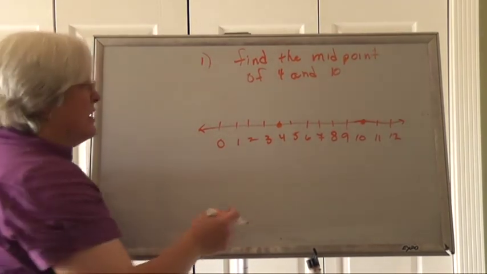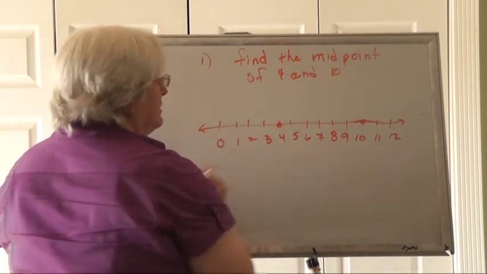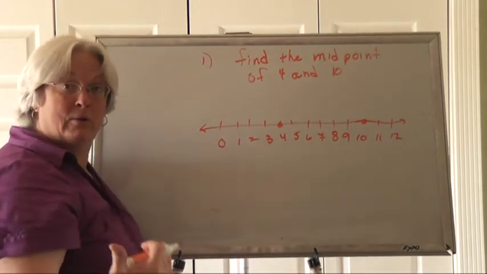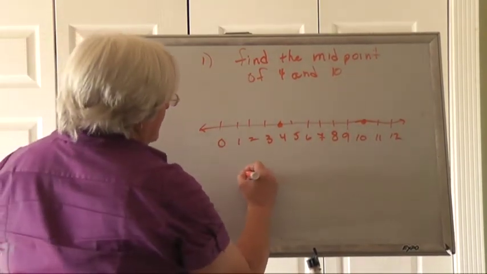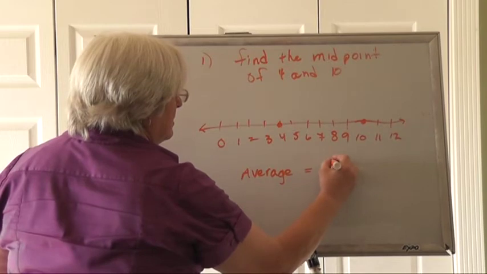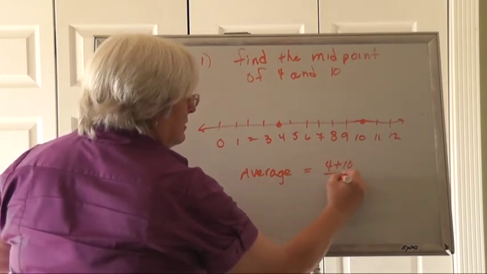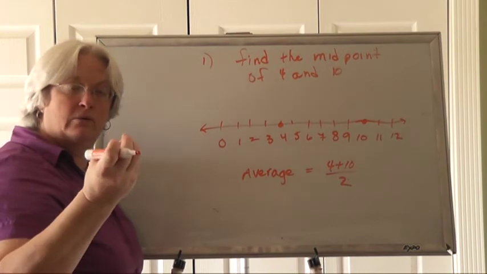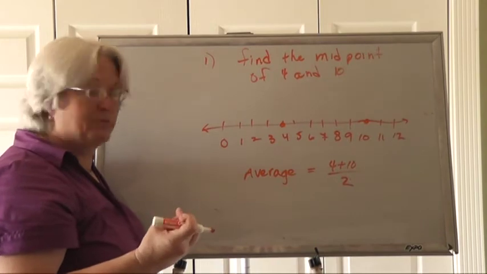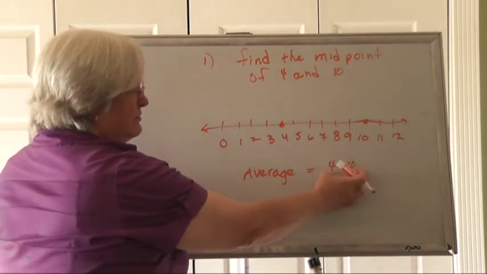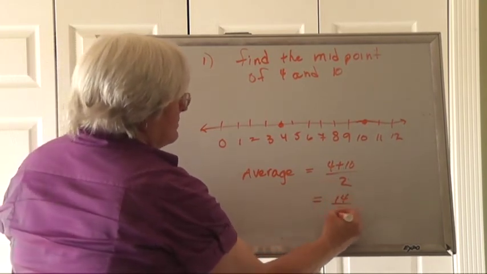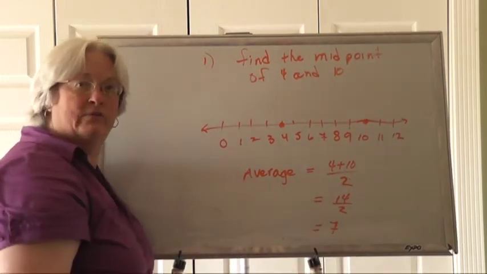And our book tells us that to find the midpoint of this line segment, you take the average of these two numbers. And you'll remember that the way you find average is by adding the numbers together and dividing by the total number of numbers that you're averaging. We're averaging 2 numbers, so we're going to divide by 2. So the average is 14 divided by 2, which of course is 7.